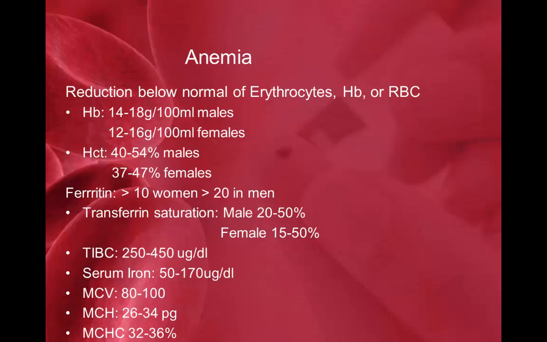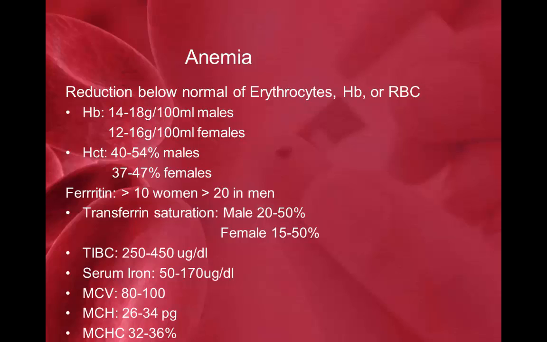You have the mean corpuscular volume, which tells you the size of the red blood cell. Normally you have 80 to 100. If it's less than 80, you have microcytic anemia. If it's 80 to 100, you have normocytic anemia, because that's the normal value. And if you have greater than 100, you have macrocytic anemia.